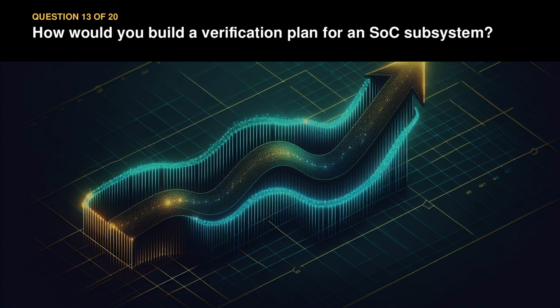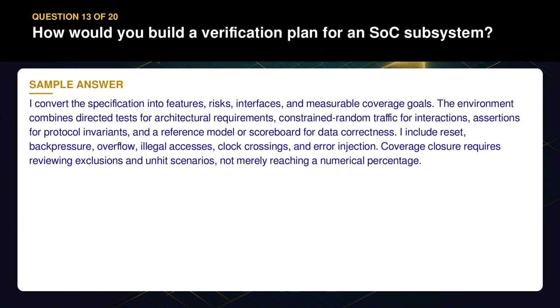Question 13. How would you build a verification plan for an society subsystem? I convert the specification into features, risks, interfaces, and measurable coverage goals. The environment combines directed tests for architectural requirements, constrained random traffic for interactions, assertions for protocol invariants, and a reference model or scoreboard for data correctness.